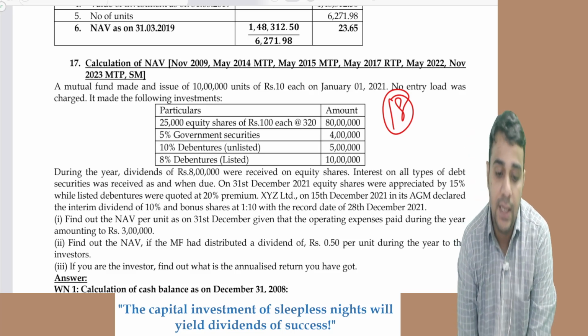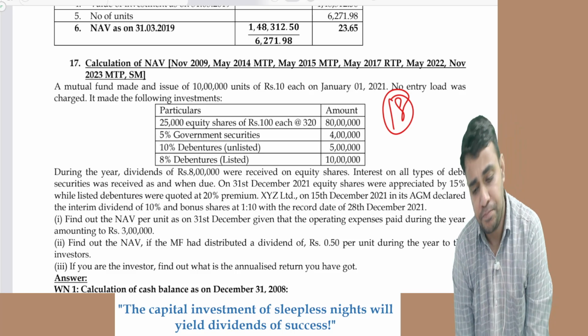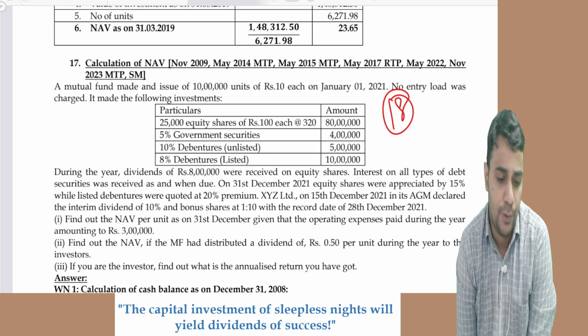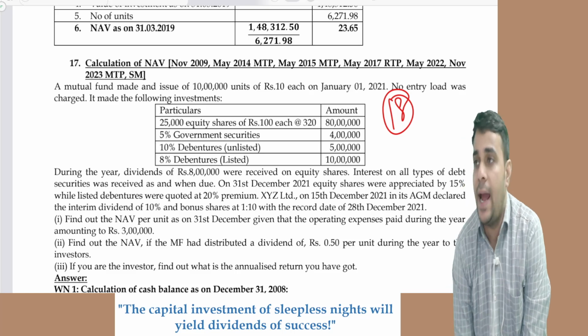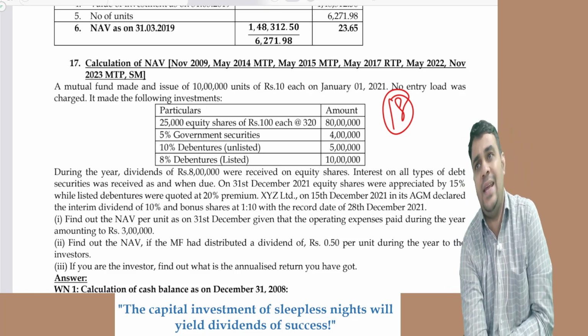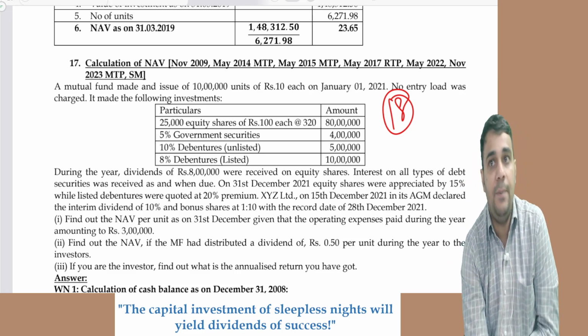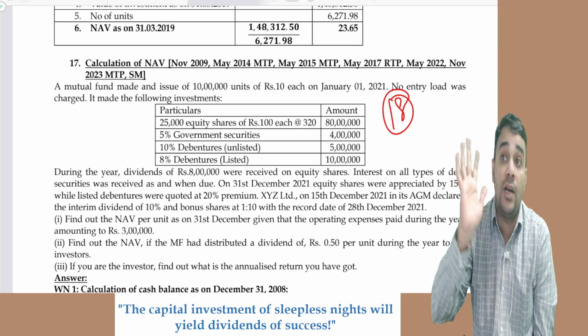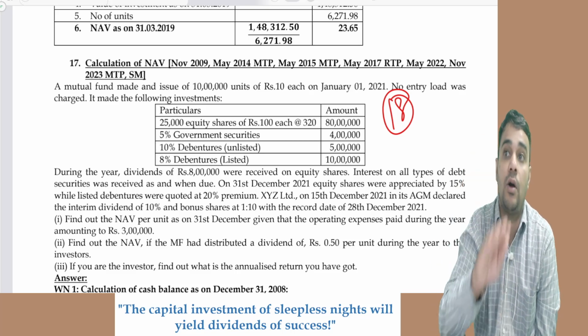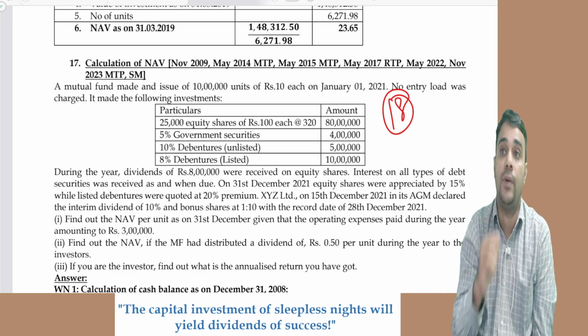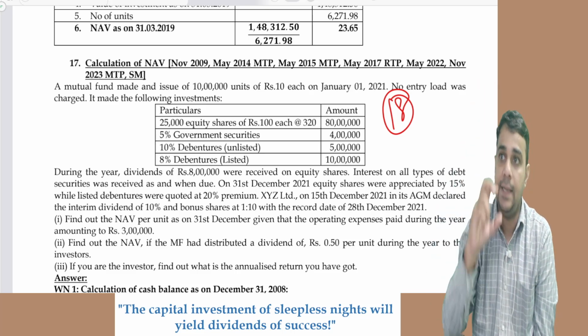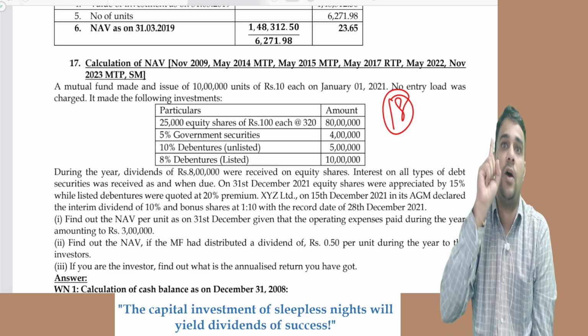Find out the NAV if the MF had distributed a dividend of 50 paise per unit. If you are the investor, what is the annualized return you get? Annualized return is NAV1 minus NAV0 plus D1 plus CG1, divided by NAV0. But NAV1 I will not give you directly. You do the concept and calculate it. How will you calculate? All assets minus liabilities. In that, one of the assets is the cash balance.